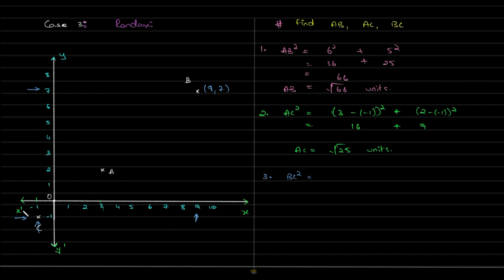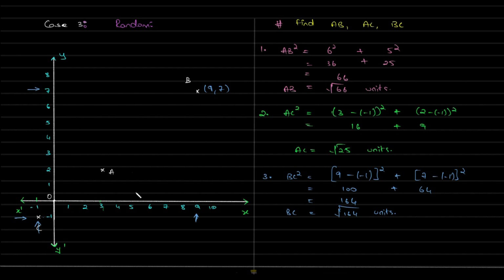So 9 to minus 1 is what? 9 to minus 1 is 9 minus of minus 1, the whole square, plus height, it is 7 to minus 1. So 7 minus of minus 1, the whole square. So this is 10 square, that is 100, plus 8 square, 64, 164. So we have BC is equal to square root of 164 units. And this is your answer.